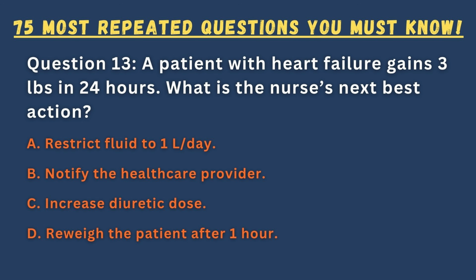Question 13. A patient with heart failure gains 3 pounds in 24 hours. What is the nurse's next best action? A. Restrict fluid to 1 liter per day. B. Notify the healthcare provider. C. Increase diuretic dose. D. Reweigh the patient after 1 hour.